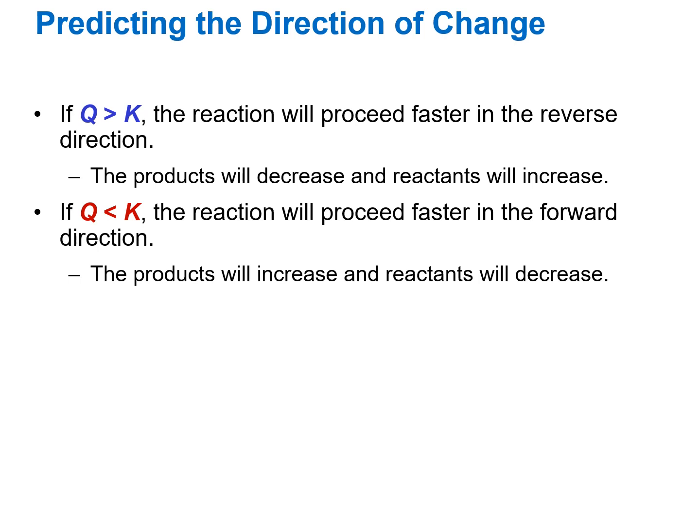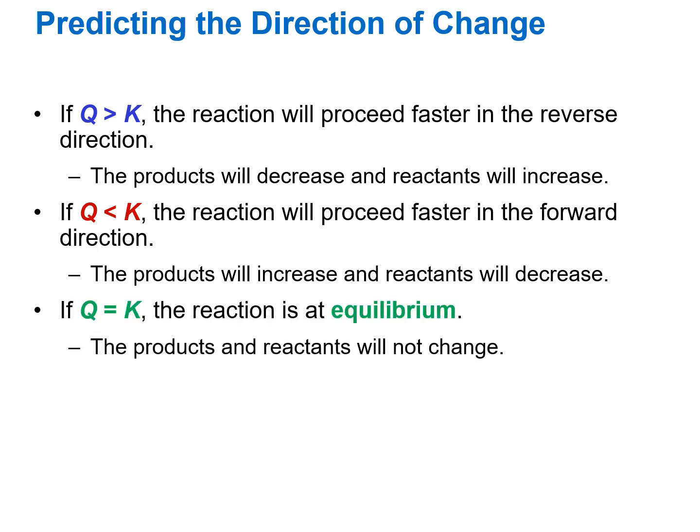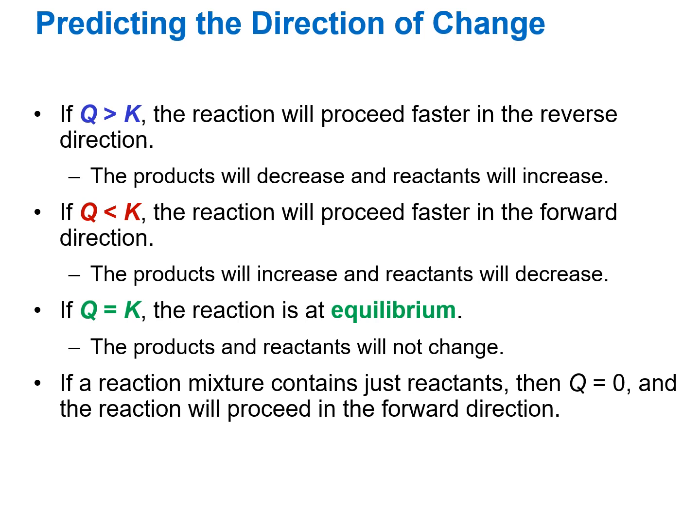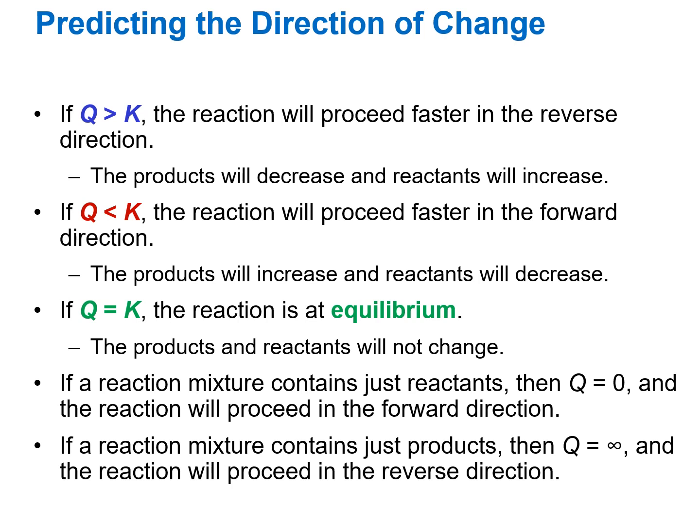Now there's still a couple more possibilities here. What if our quotient is equal to K? Well, then we have just managed to catch it at that magical moment when everything is in equilibrium. And what if our quotient is equal to 0? Well, then it means that we have a mixture that's just nothing but reactants, and this means that it's going to move in the forward direction, and we're going to see the creation of the products. And then there's still one more possibility. What if our quotient is equal to infinity?